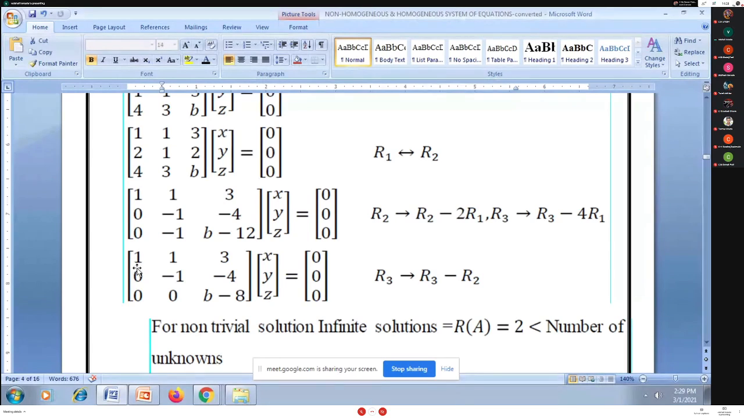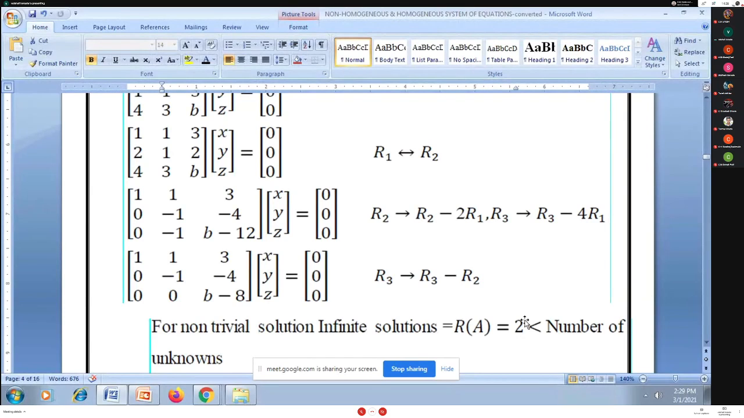So already look at this matrix A. The first row has entries 1, 1, 3, which is already a non-zero row. The second row has entries 0, -1, -4. So I can't say anything more for both of these rows. Both of these rows are non-zero rows. So that's why we are saying rank of A is equal to 2.